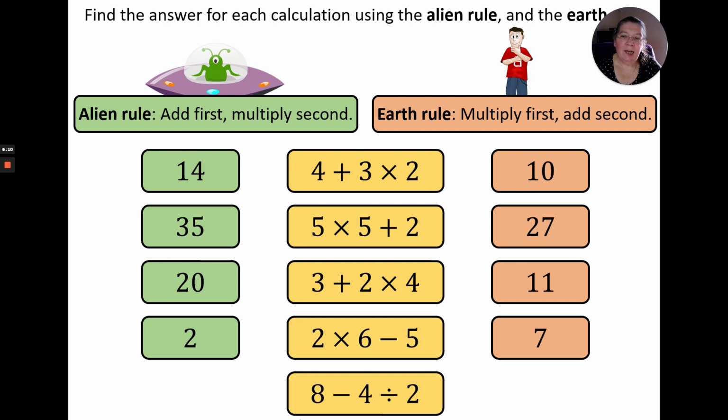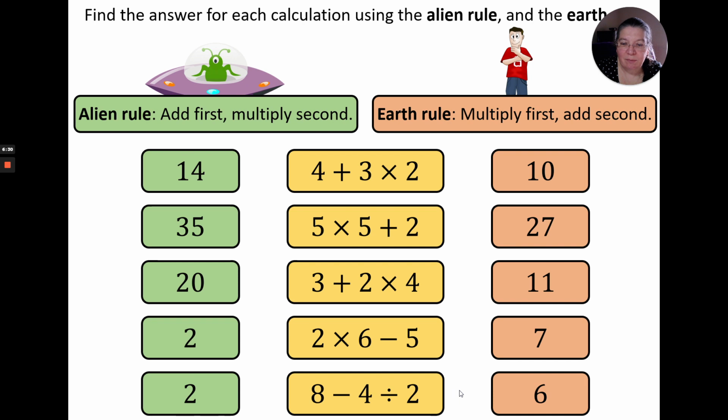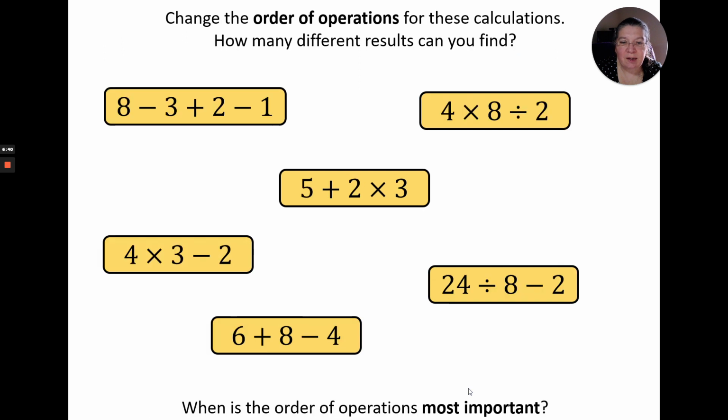And finally, aliens, we do the subtraction first. 8 minus 4 is 4. Divide that by 2, we get 2. For the earth rule, we're going to do the division first and then the subtraction. 4 divided by 2 is 2. 8 minus 2 is 6. So there you can see the rules in our maths are really, really important to make sure that we are all doing the same thing and working out things in the same way.